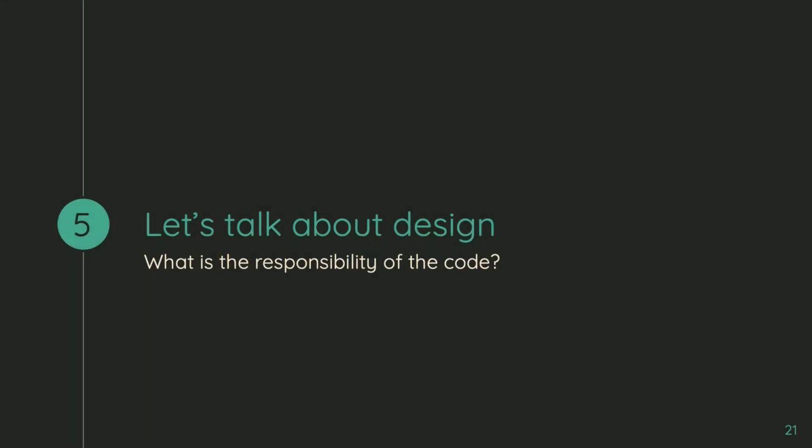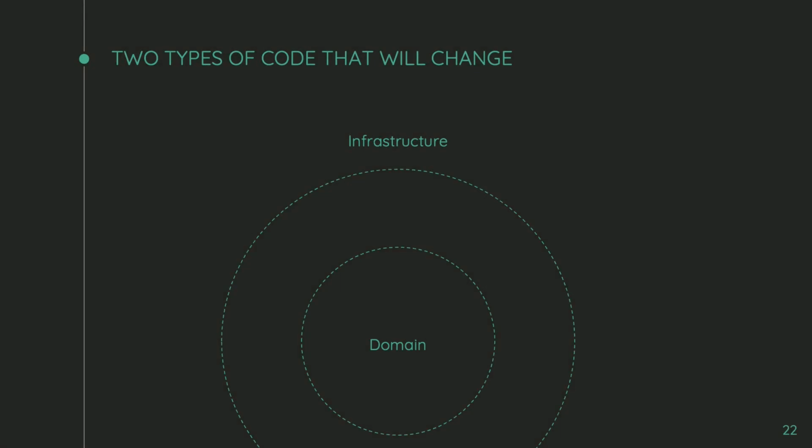Okay, so we talked about the priority, fast versus slow. We talked about the dependencies. Let's talk a little bit about design. This is design for Drupal after all, so let's spend a little bit of time talking about it. When I think about design with my code, I really group it into two categories: infrastructure code and domain code.